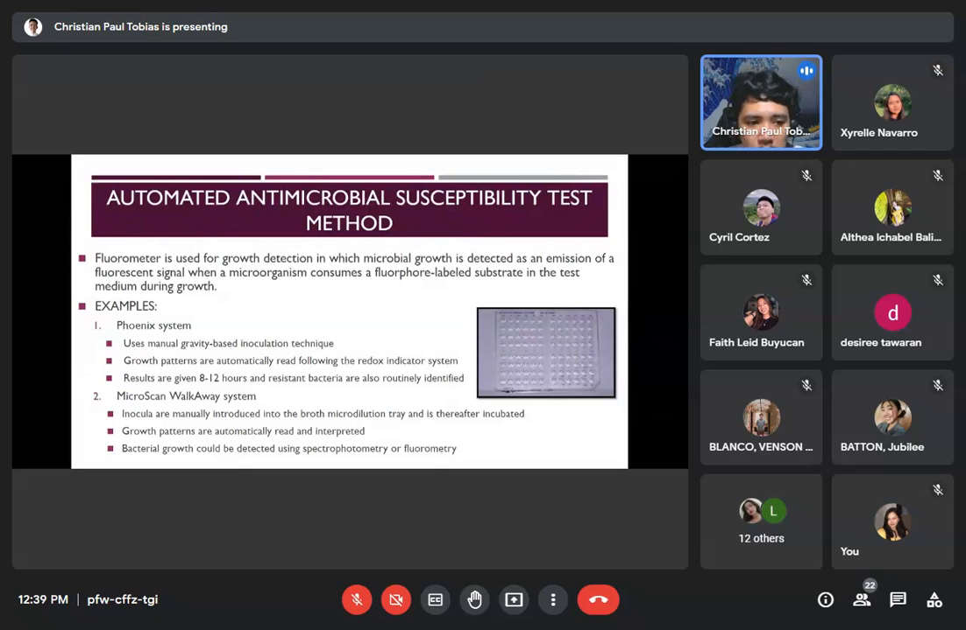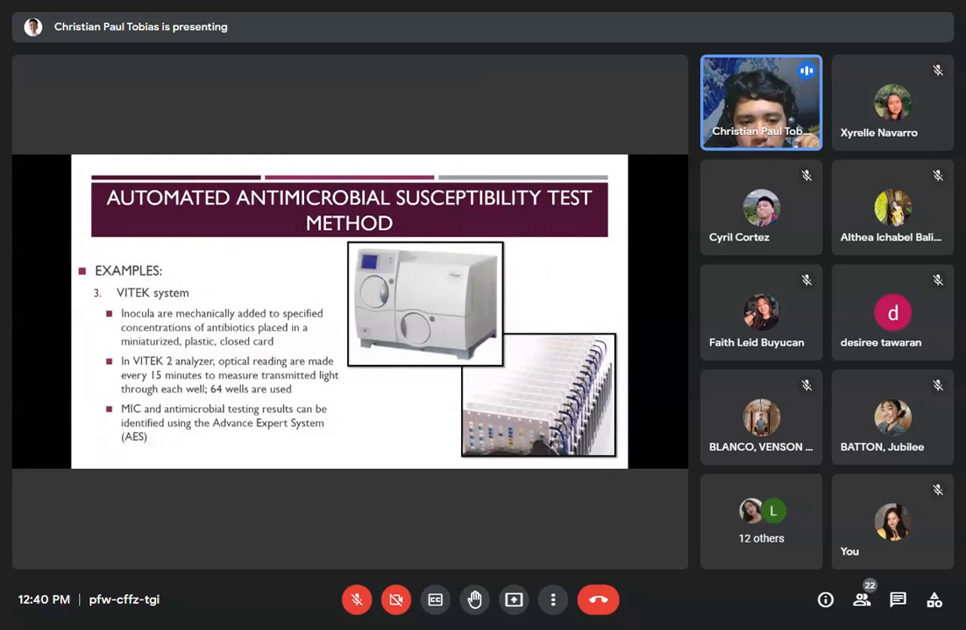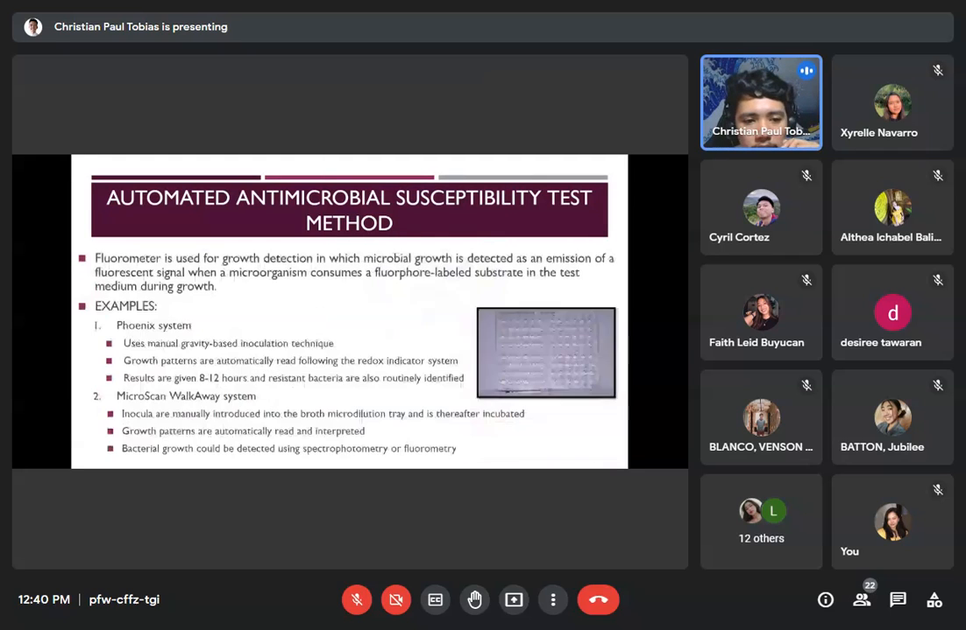So, like your Microscan walkaway system, inocula are manually introduced into the broth microdilution tray. So, ilalagay mo dito. Then, incubated. Pasok mo sa machine. Growth patterns are automatically read and interpreted. Si machine na ang bahala. So, bacterial growth could be detected using spectrophotometry and fluorometry. So, ano ang principle ng Microscan walkaway? Spectrophotometry and fluorometry. And your Vitec, okay, ang kaiba naman dito, hindi siya microdilution tray.